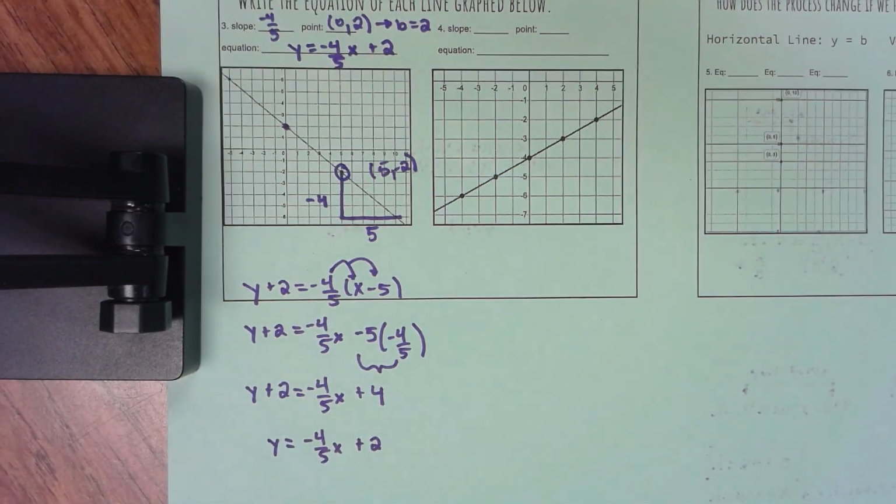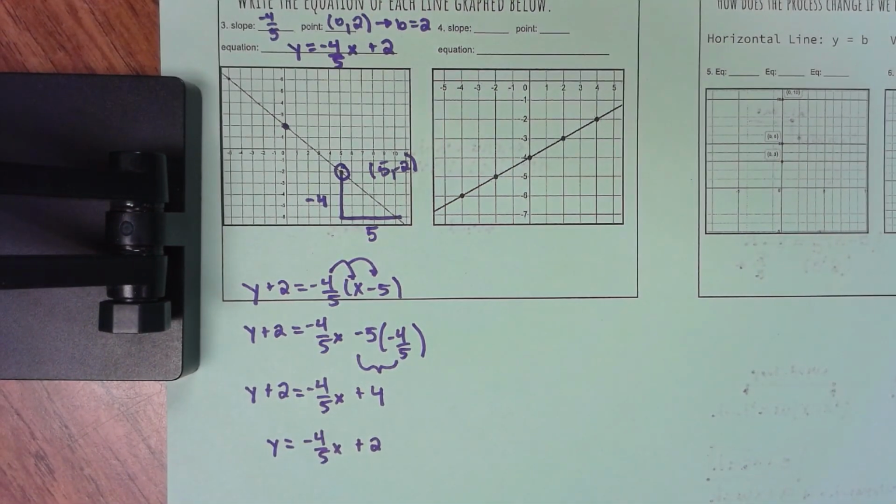Does that look familiar? That is the exact same thing we got when writing it in slope-intercept form. Okay, so you could also convert between forms. And it's really easy to convert from point slope to slope-intercept.